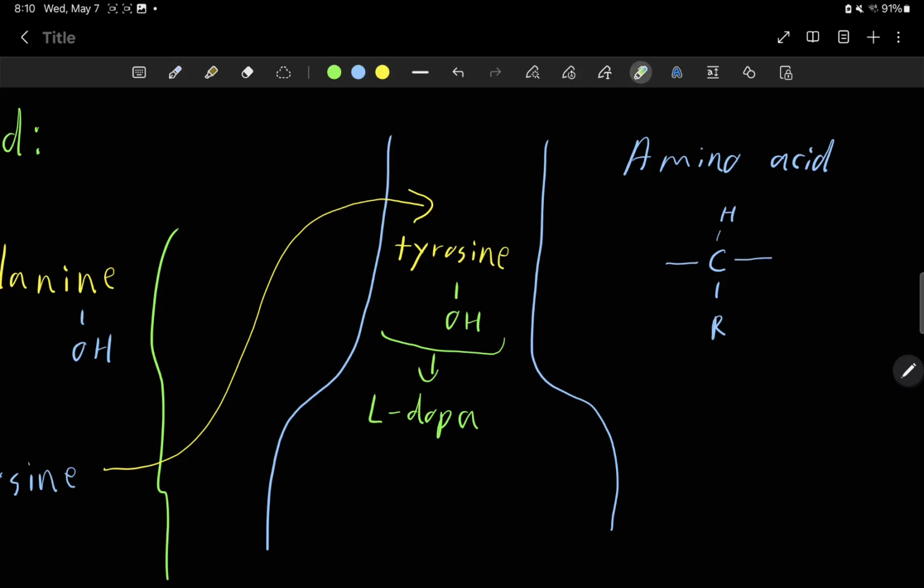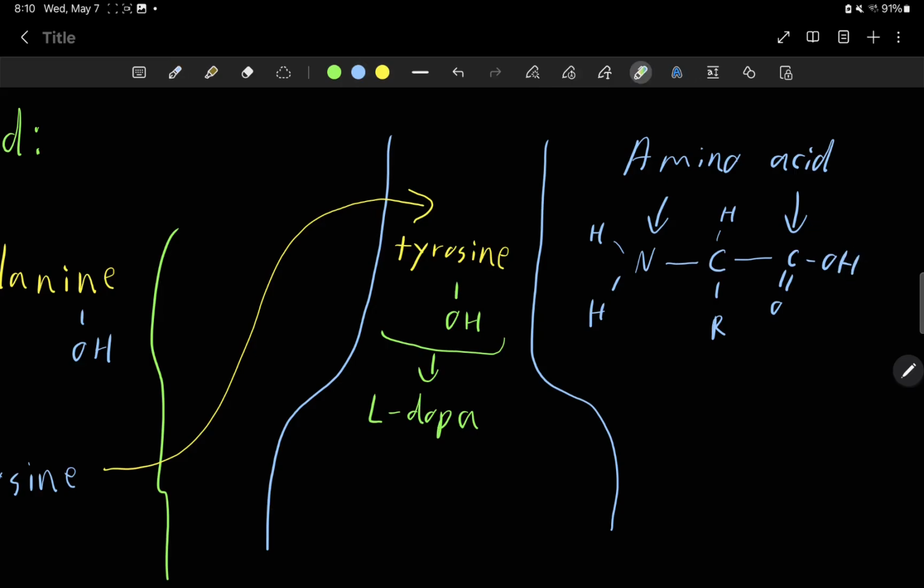Now, the amino side, you can probably tell that it sounds like amine. And that's because on the amino side, you have an amine group. So this is your amino side. And on your acid side, you have a carboxylic acid. So COOH.